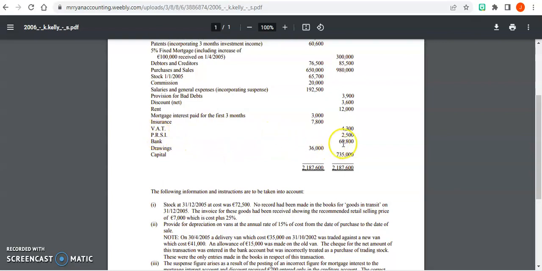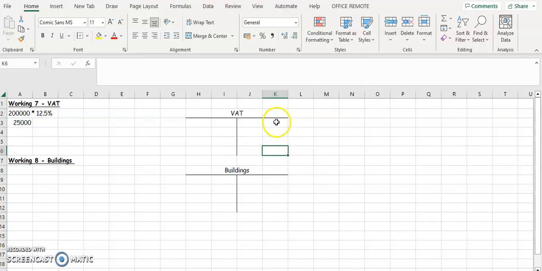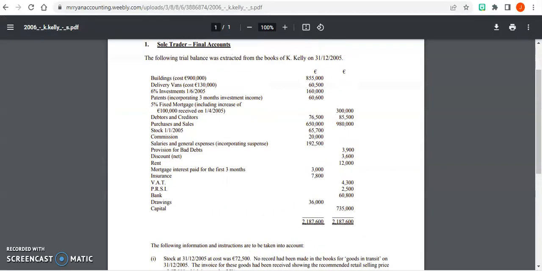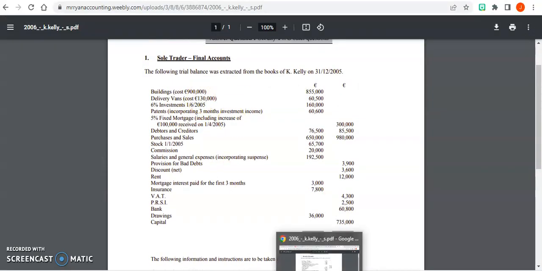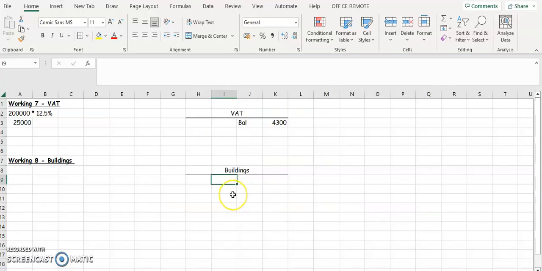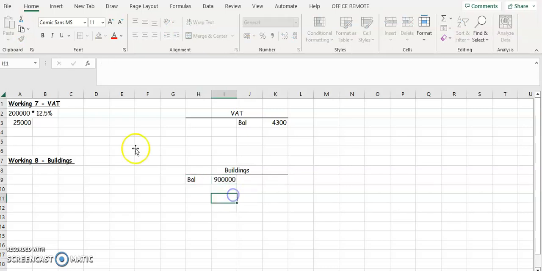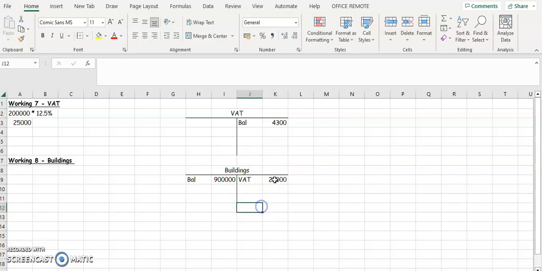So in this question, our VAT is 4,300 on the credit side. And our buildings will always be on the debit side. So our buildings, land and buildings, 900,000. So we need to take it out of our buildings account, so that means we need to reduce our buildings account. To reduce an asset, we put it on the credit side. So the VAT is going to be 25,000. We're going to credit our buildings account, and we're going to debit our VAT account with 25,000.